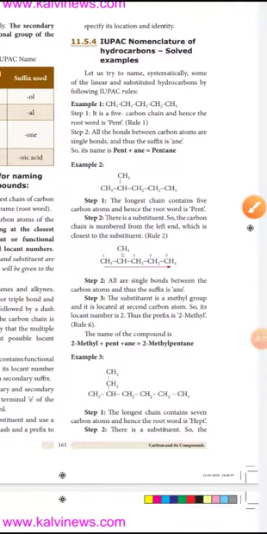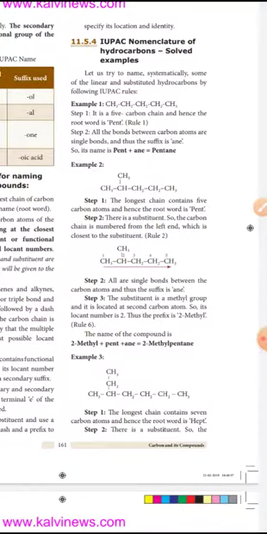Good evening, children. Today, let us learn about IUPAC nomenclature of hydrocarbons. Last class, we studied nomenclature of organic compounds, the components of an IUPAC name, and how to write the name. Let us try to name systematically some of the linear and substituted hydrocarbons by following IUPAC rules. We have already studied the rules.